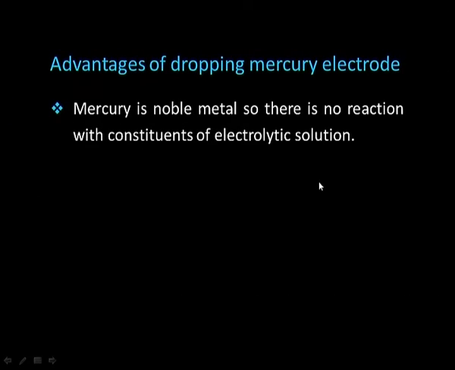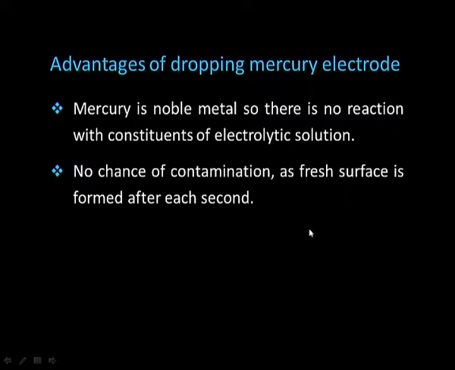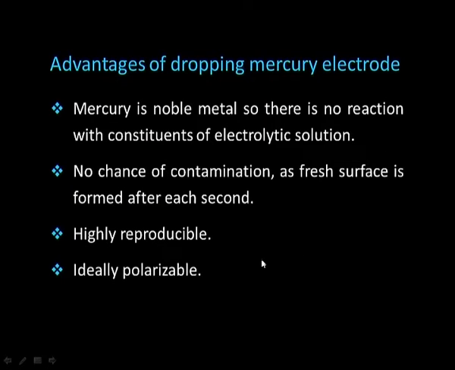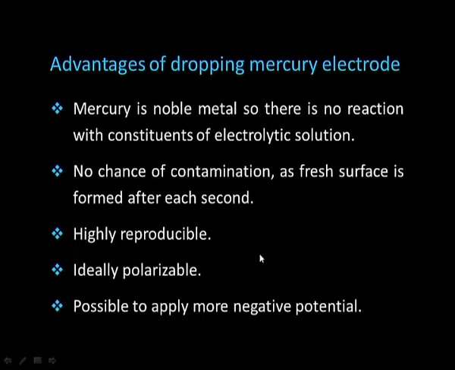Mercury is a noble metal, so there is no reaction with constituents of the electrolytic solution, and therefore, there is no chance of contamination, as a fresh surface of mercury is formed after each second or after the fall of each drop. The results are highly reproducible and the electrode is ideally polarizable. It is possible to apply more negative potential at mercury in comparison to normal solid electrodes. The diffusion current which is observed is directly proportional to the concentration, that is, diffusion current increases with increasing concentration.